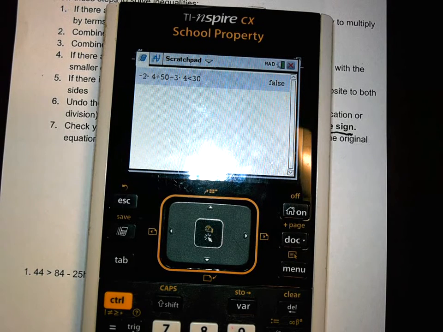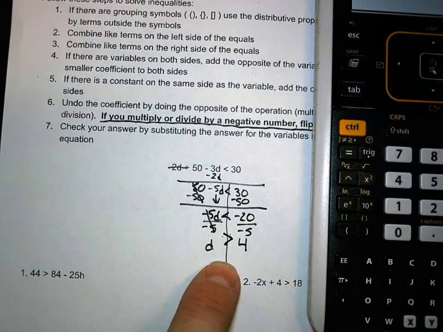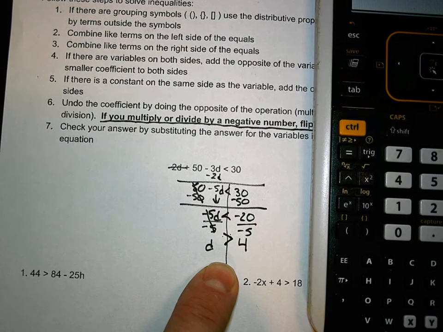Now, it's going to say false right now. Why is it going to say false? Because it's wrong. You have to change the sign. Flip the sign. Nope, hold on. It's still wrong. D has to be what? Greater than 4. We made D 4.